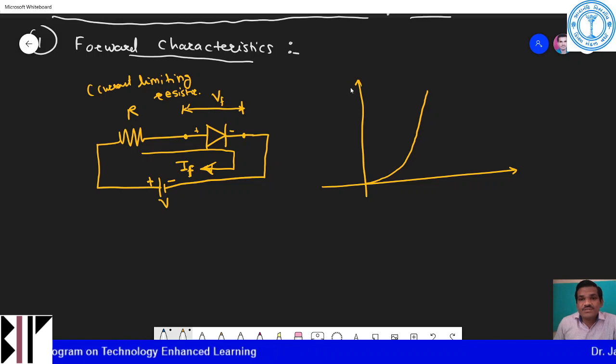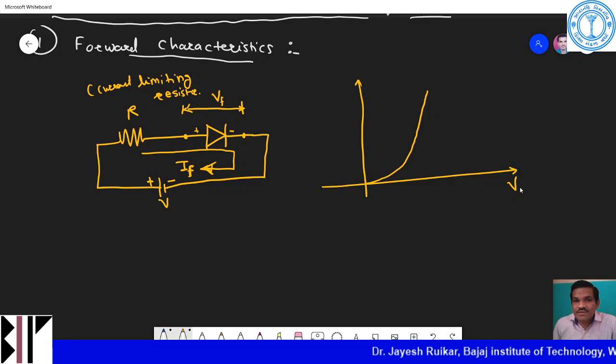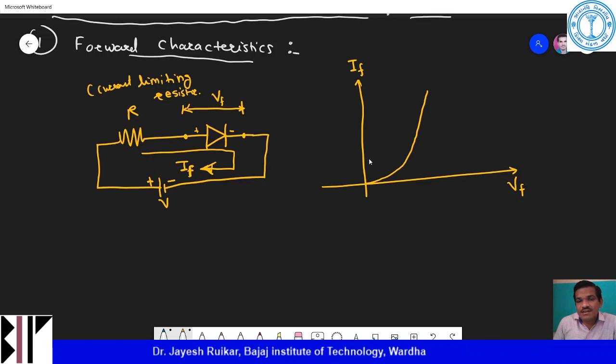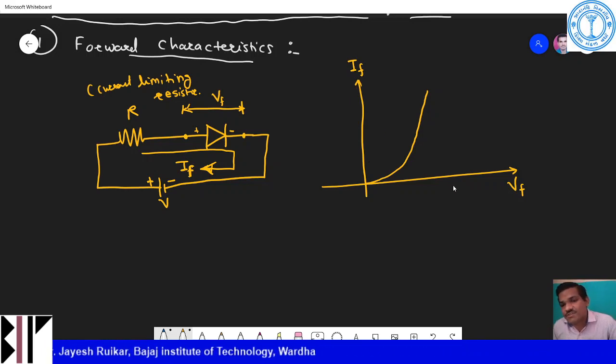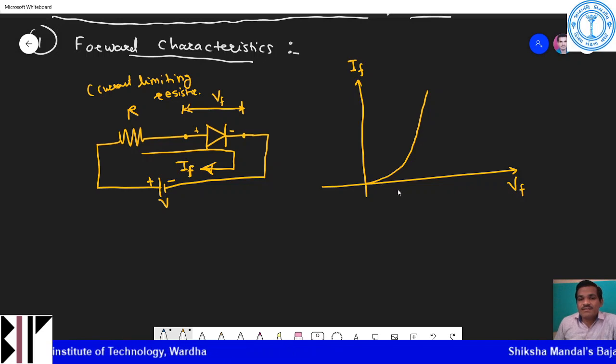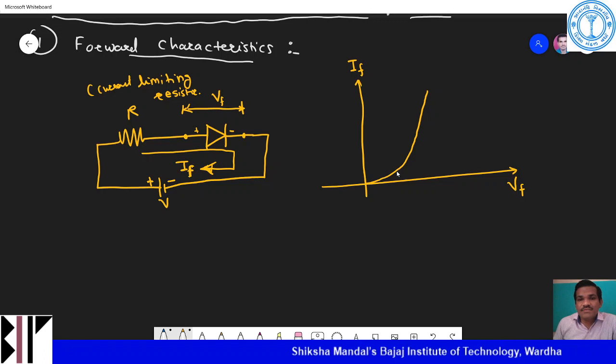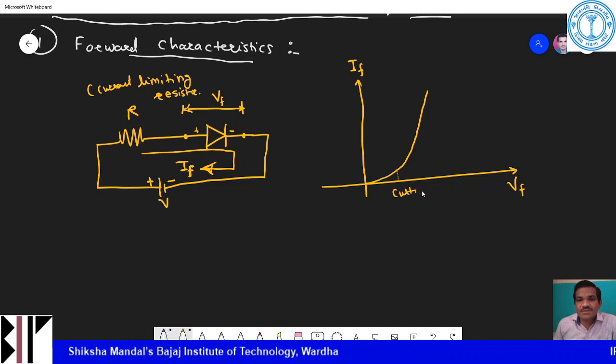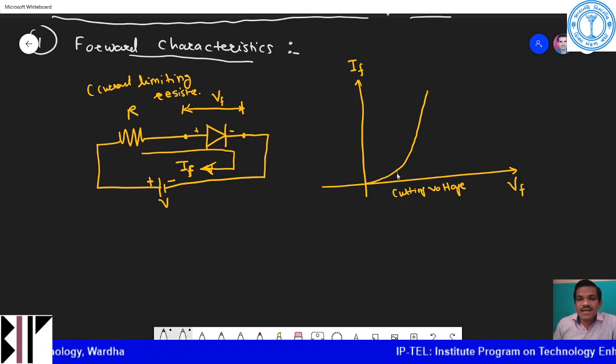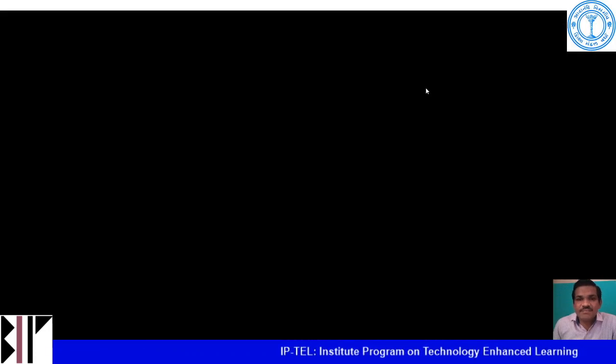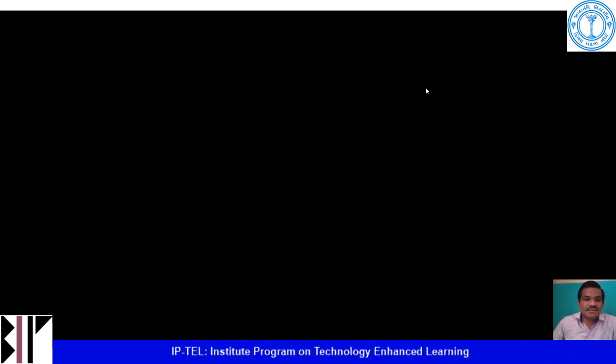If I plot this across my voltage, that is VF, the forward voltage, and then the forward current, I will plot these characteristics in terms of forward current and forward voltage. If I start applying this voltage V, at a particular point I will specify this value as the cut-in voltage, or barrier potential. After this barrier potential, it starts increasing exponentially.